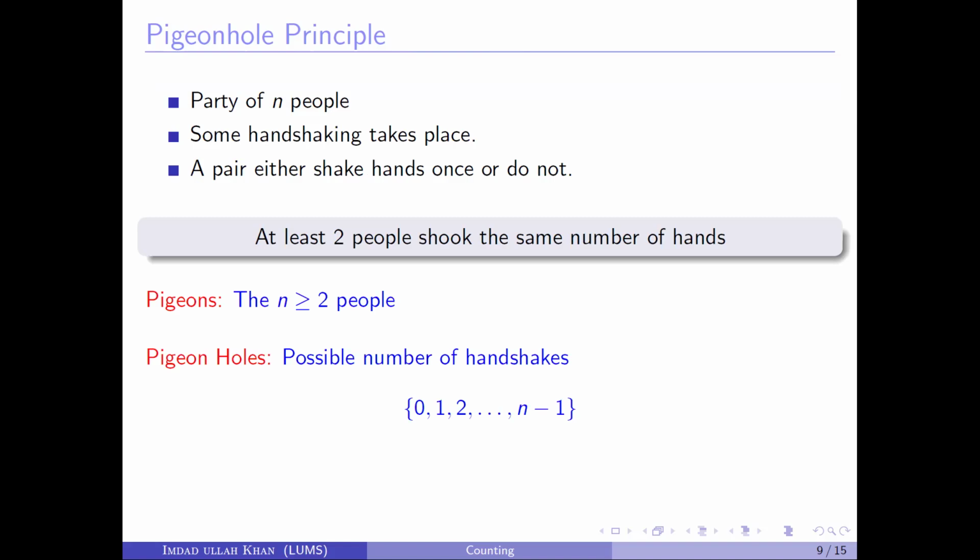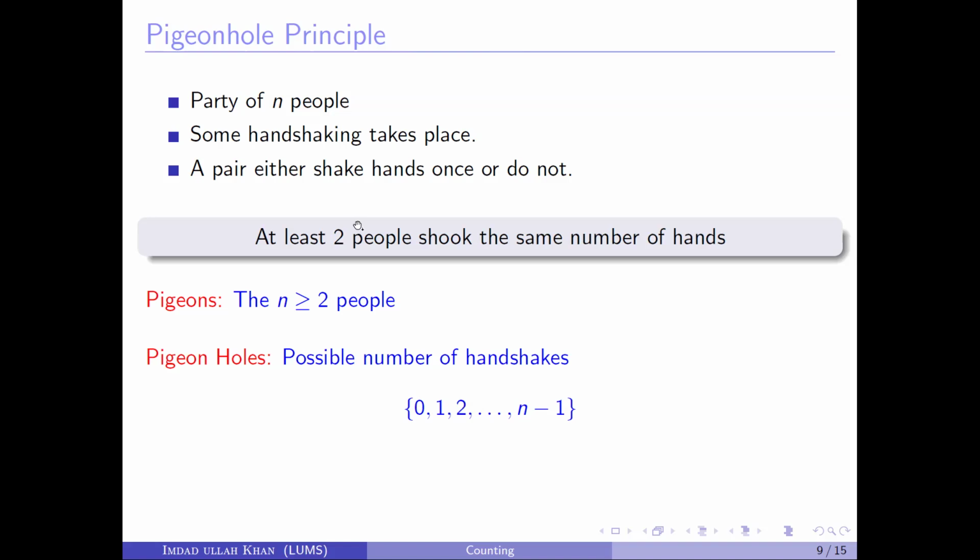The possible number of shakes could be 0, if there is a person who didn't shake hands with any person. If a person has shaken hands with one person, it's 1. If a person has shaken hands with 2 persons, then it's 2. If a person has shaken hands with everyone else, then this number could be n minus 1. Now, if you focus on this set, its cardinality is n. So straight away, it does not give us any contradiction. We have n people and n possible handshake counts, so all of them could have different handshakes.